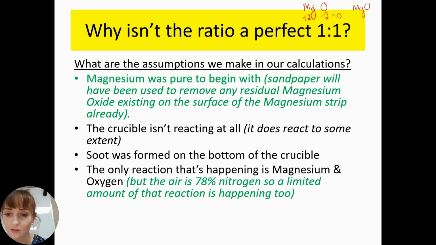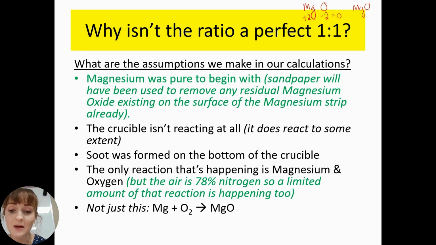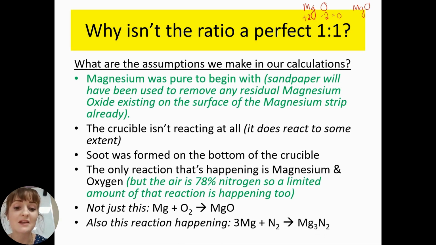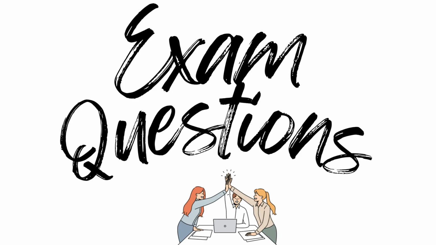Also, a large assumption: we're assuming that the only reaction that's happening here is magnesium and oxygen. But think about what you know about air. Air is composed of 78% nitrogen. So in reality, a limited amount of that reaction is happening too. So it's probably not just magnesium and oxygen making magnesium oxide. There's probably a small amount of the magnesium reacting with the nitrogen to make magnesium nitride.